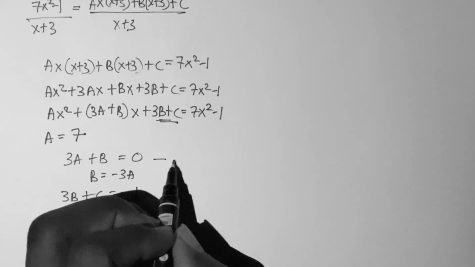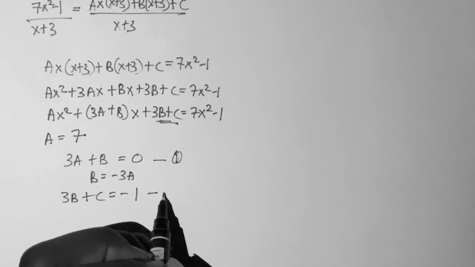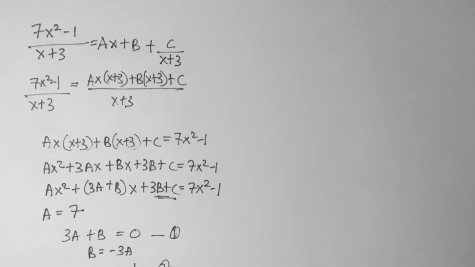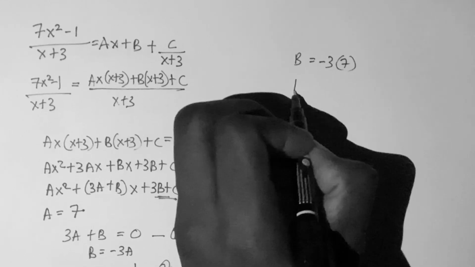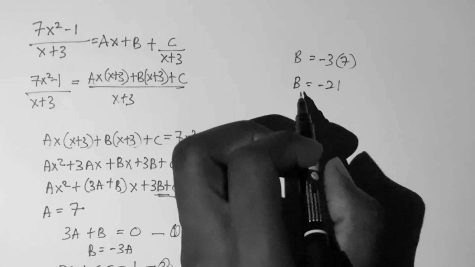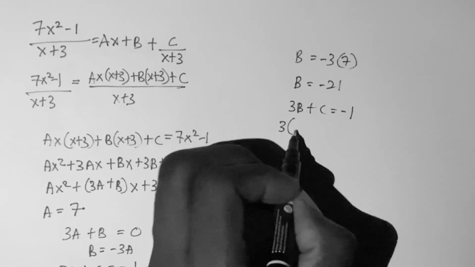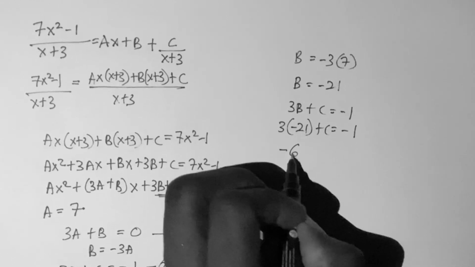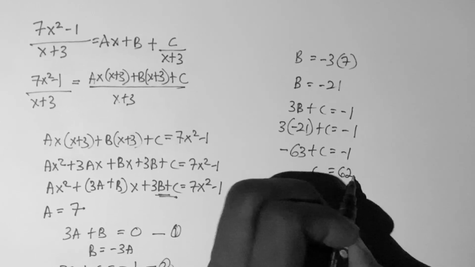Let me label this as equation 1, and this one as equation 2. So b is equal to minus 3a, a is equal to 7, and therefore b is equal to minus 3 times 7. So b is equal to minus 21. Then we know that 3b plus c is equal to minus 1. So 3 times minus 21 plus c is equal to minus 1. So minus 63 plus c is equal to minus 1. Therefore c is equal to 62.